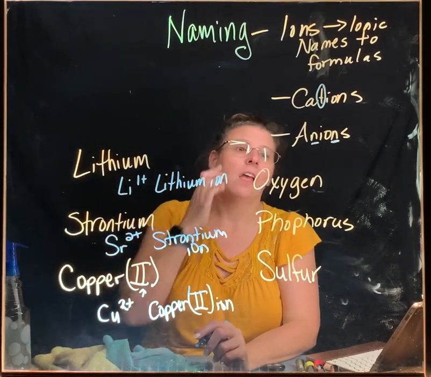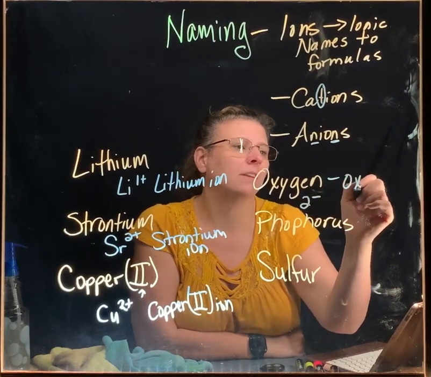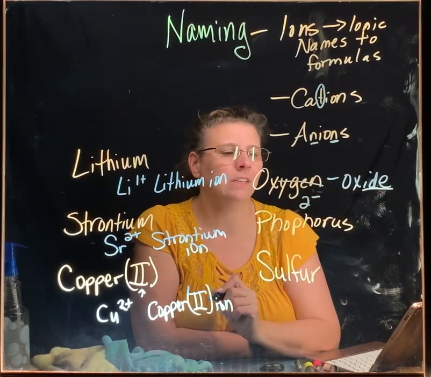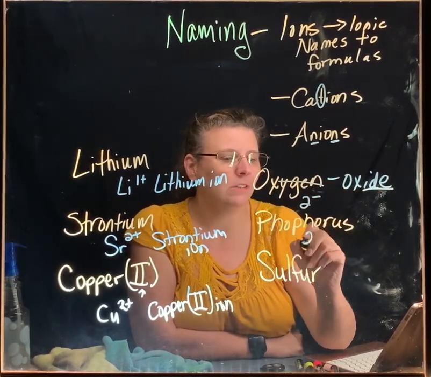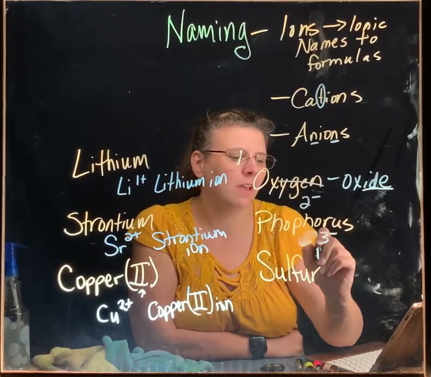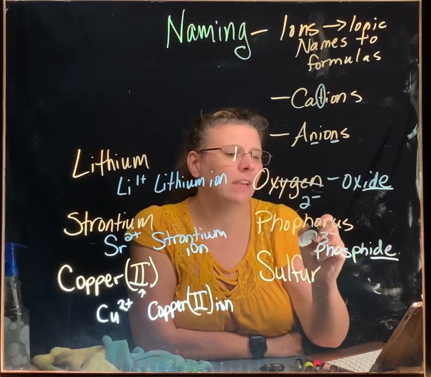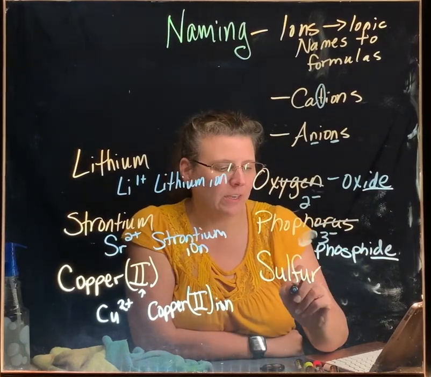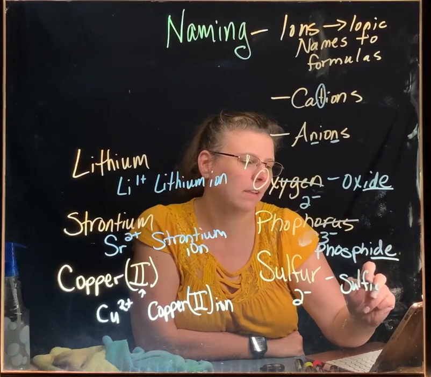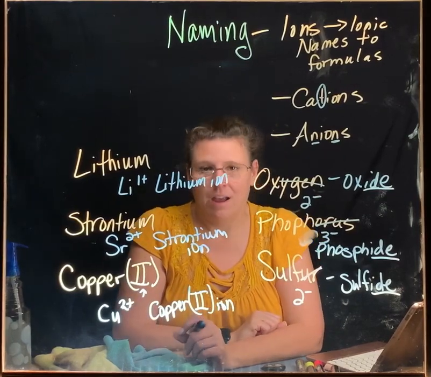These are the cations. Oxygen has a 2 negative charge, so it becomes oxide. We've taken everything out except the O and changed it to IDE. Phosphorus is a 3 negative charge. It becomes phosphide. We've taken all of this out. Sulfur is a 2 minus and becomes sulfide. So we've taken the UR off. This is how you name ions, okay?